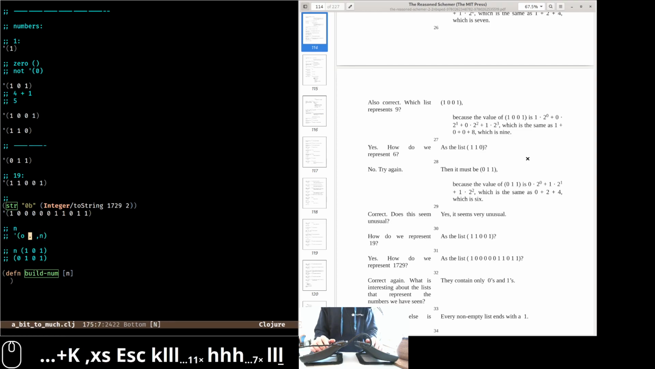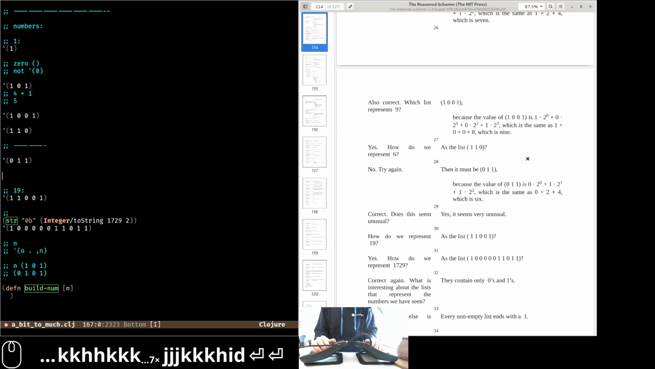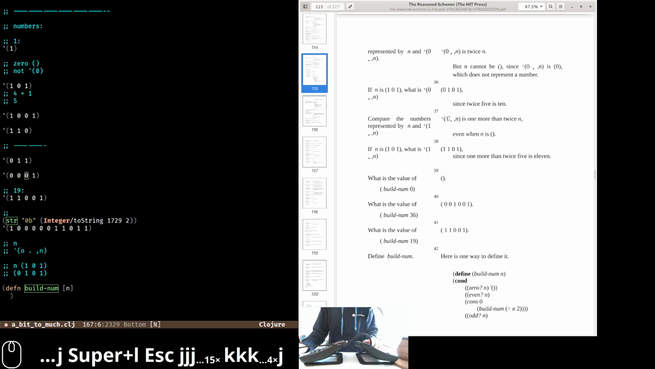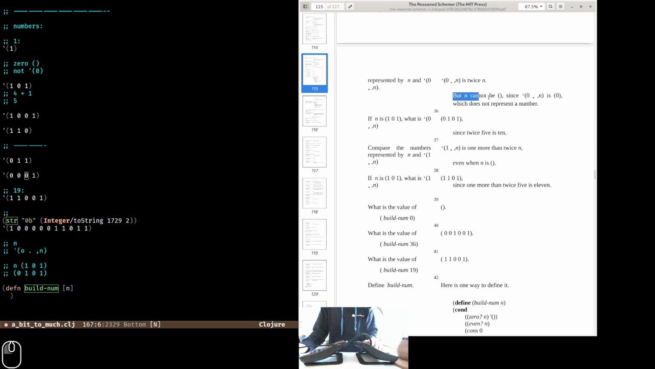So here's the funny thing: if you add a 0 to the front of a list, you multiply it by 2. So if I have the 1 and then I add a 0 here, now I have a 2, and then this is a 4, and then this is an 8, and so forth. Except for the 0. This makes it double, and this makes it double. But the empty list doesn't work, because then it would be 0, and 0 is undefined, basically. This is not a number.